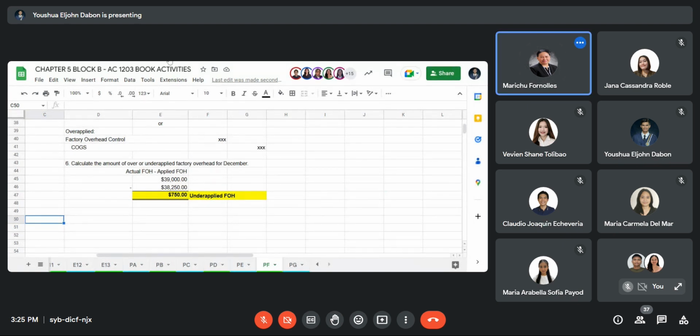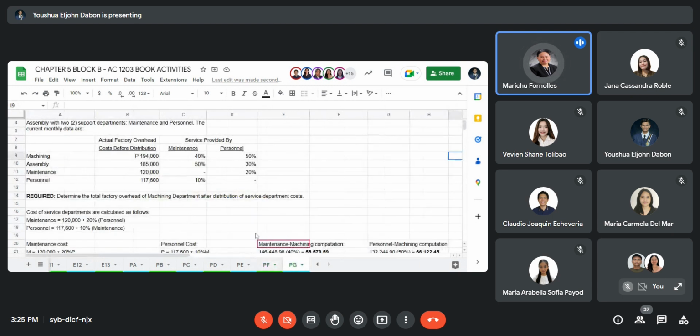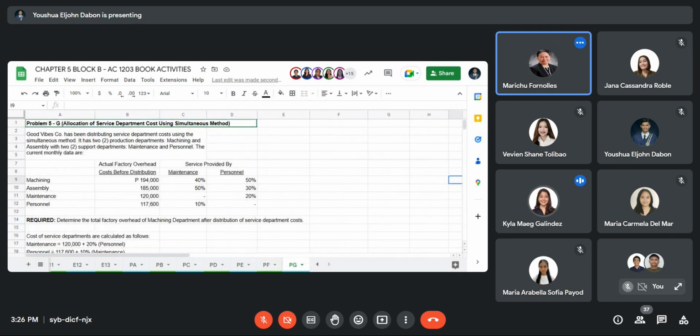Okay, next. Problem 5G. So for problem 5G, Good Vibes Company has been distributing service department costs using the simultaneous method. It has two production departments, which are the machining and assembly, with two support departments, which are the maintenance and personnel. The current monthly data are in line with machining.